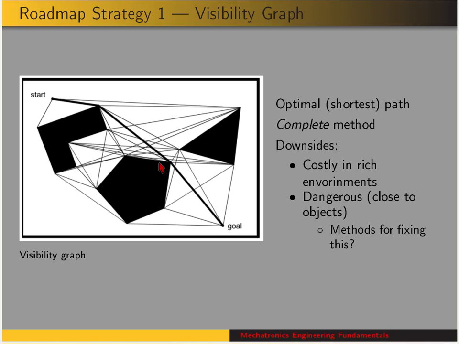And another thing is it's dangerous, meaning that the robot goes as close as possible to the objects. So if the robot position is off, or the speed is too high, or the object isn't where you thought it is, you could end up with a collision. One method that you could use for fixing this problem is by inflating, before you create the graph, inflate the size of all the objects in your map. And then the robot will not go as close to those objects.